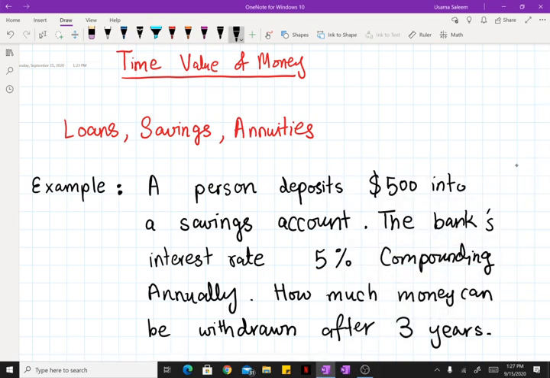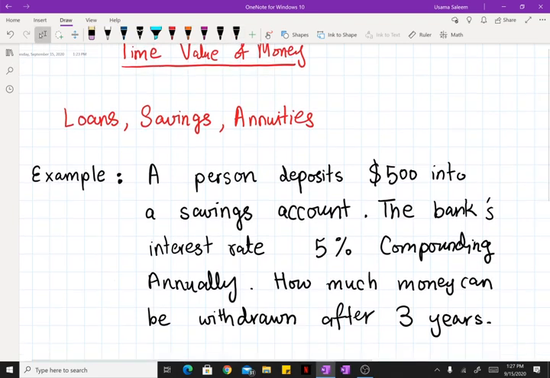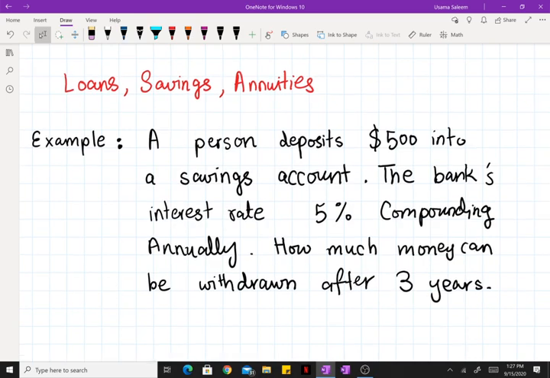In this video, we're going to look at some examples regarding loans, savings, and annuities, and how we can solve different kinds of problems. So let's look at an example that we have here. A person deposits $500 into a savings account. The bank's interest rate is 5% compounding annually. How much money can be withdrawn after 3 years?